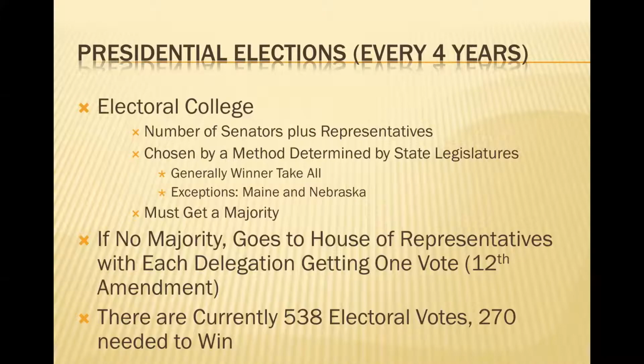So once we understand how many people are in the Electoral College, we should note that the Constitution says that the Electoral College members are chosen by a method determined by state legislatures. So each state legislature is responsible for determining how the members of the Electoral College are chosen. Now, over time, what's happened is almost every state legislature has determined that the winner of the popular vote in that state will get all of the electoral votes.